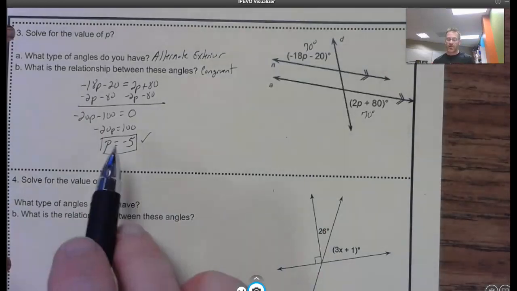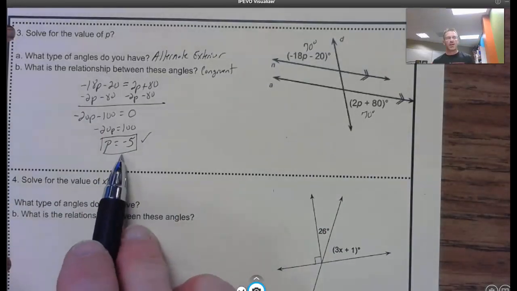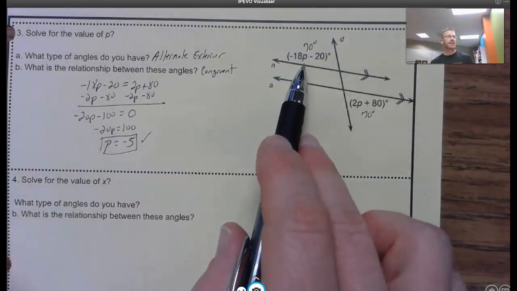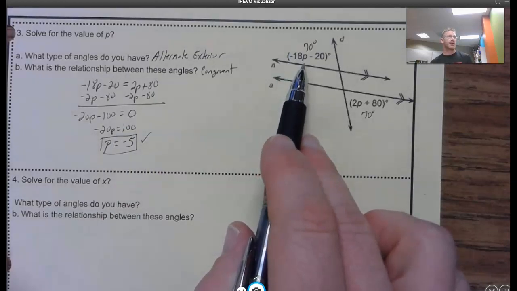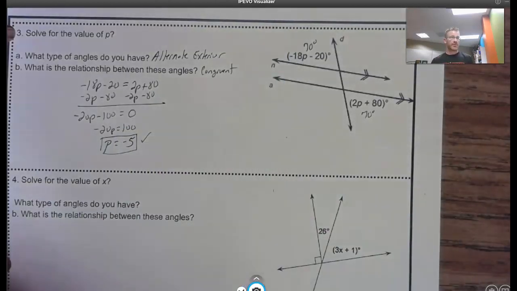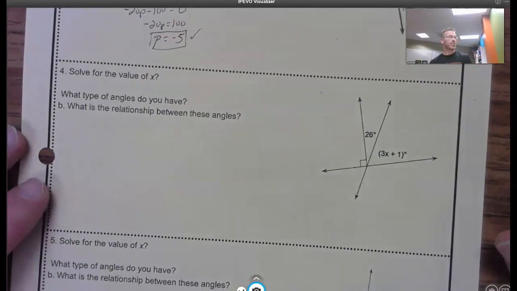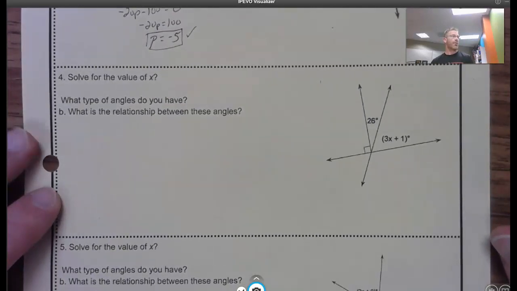So remember, it's not about what the value of the variable is. It's about whether or not, when I plug it back in, two things are true about our angles. They have to be positive, and then you have to have a measure between 0 and 180. All right, so let's do one more problem here. Let's do problem 4 to wrap up the video for today.